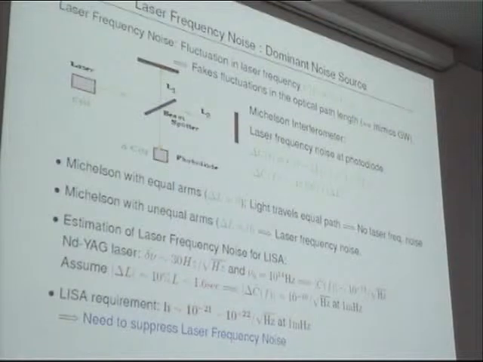So here is an estimate for LISA. Let's say you have an arm length difference of 10%, between L1 and L2, and these are the LISA specifications. The laser noise you expect is something like 10 to the power minus 16 per root hertz at 1 millihertz, and for the LISA sensitivity we need 10 to the power minus 22 at 1 millihertz. So we are something like 6 orders of magnitude high, and of course we need to suppress it.